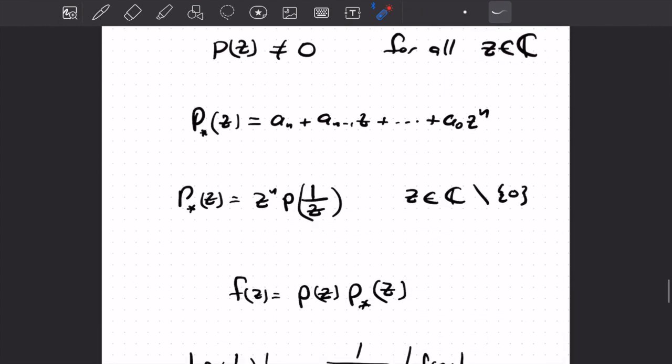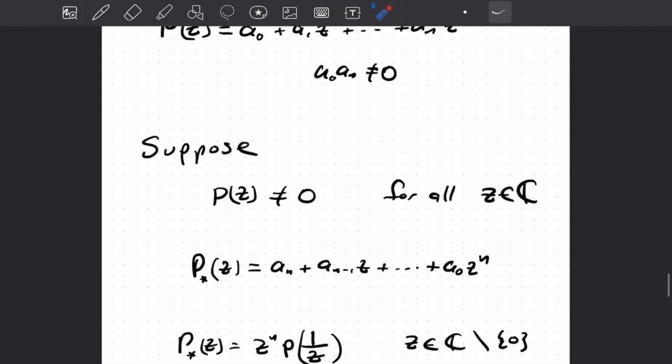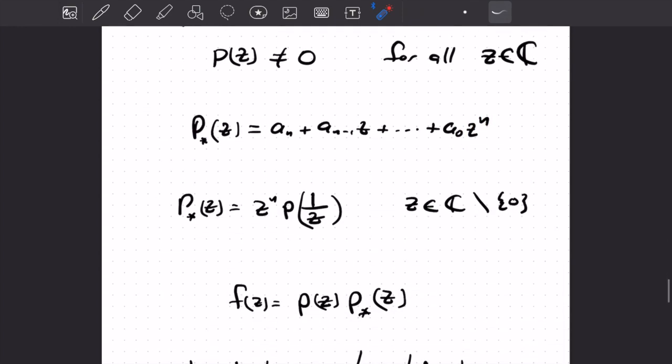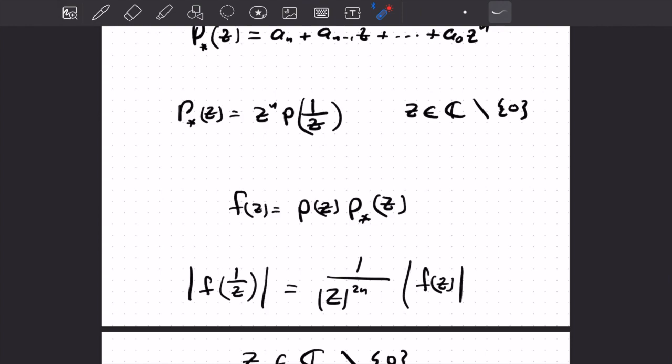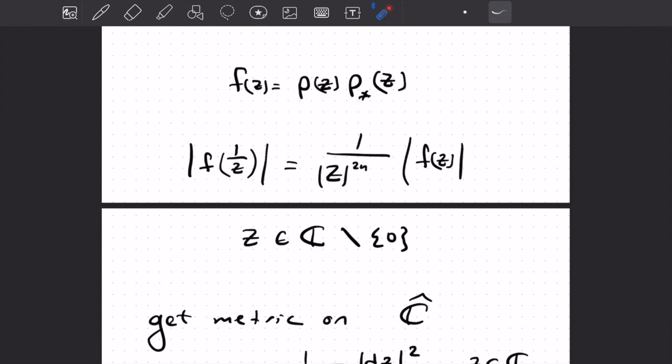I really like this proof, it's just so creative. We build a p star by switching the coefficients. So instead of a_0, we'll have a_n with no z term, and a_0 will get paired with z to the n. This has a nice property related to p for non-zero values of z. And we can build this function f by multiplying p and p star together. And this function f has some really nice properties too. I don't want to get bogged down, this is just such a clever creation. I don't want to get too much into these properties, but it has some really nice properties.